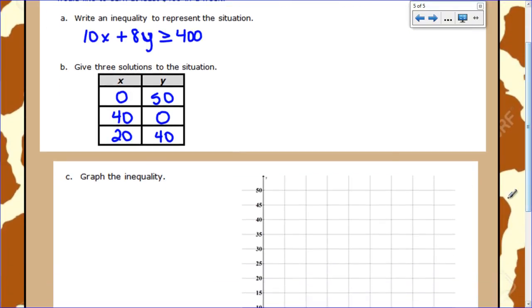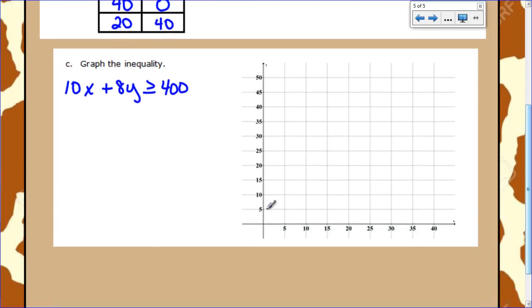Now I'm going to graph the inequality, which is this inequality right here, 10x plus 8y is greater than or equal to 400. So I'm going to rewrite it. And before we graph it, here are some things that you need to know. You can't graph it until it says y is by itself. So first things first, I want to get y by itself. So I'm going to subtract 10x from both sides first so that I can get rid of that x.